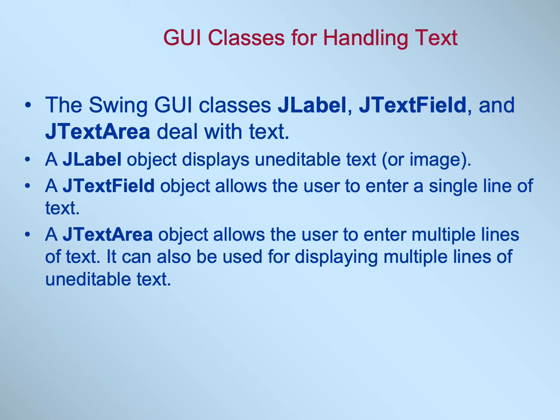Now we will look into some of the components. GUI classes for handling text. The Swing GUI classes JLabel, JTextField, and JTextArea deal with text. A JLabel object displays uneditable text or image. A JTextField object allows the user to enter a single line of text. A JTextArea object allows the user to enter multiple lines of text. It can also be used for displaying multiple lines of uneditable text.